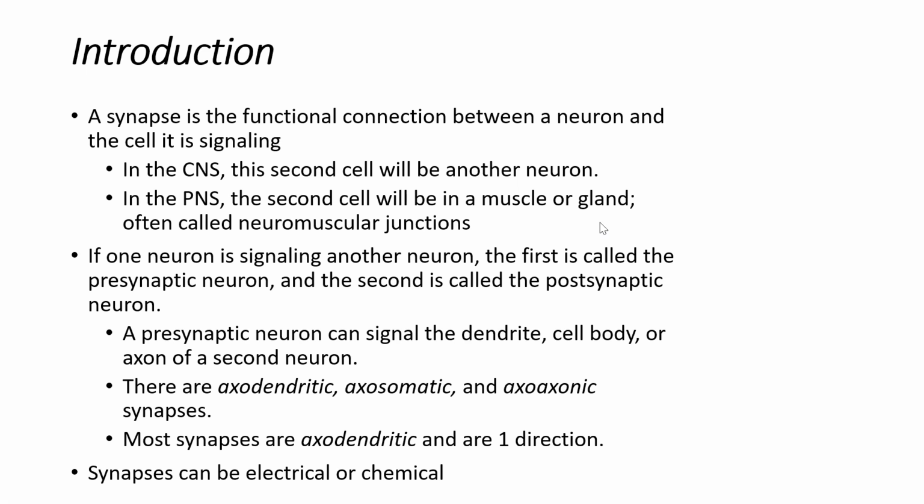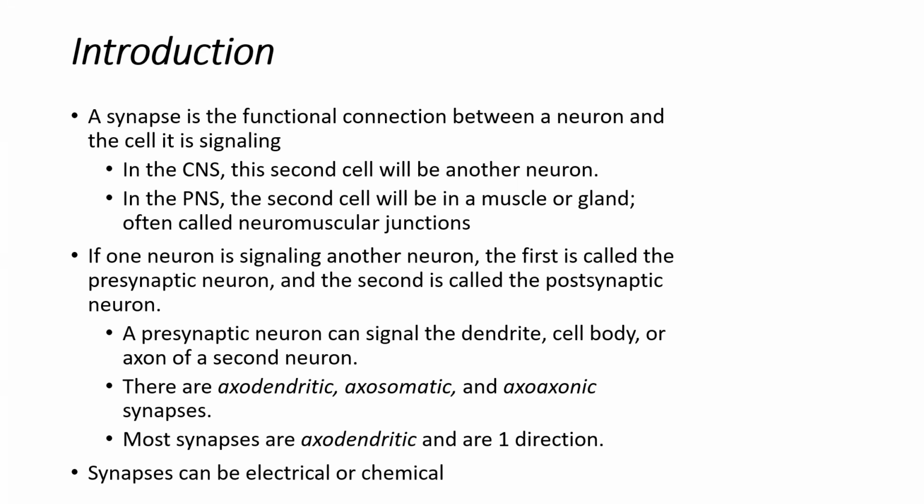So first of all, what is a synapse? A synapse is a functional connection between one neuron and another cell that is being signaled. Now, the other cell that's being signaled can be another neuron. So it can be a neuron to a neuron. This can be within the central nervous system, but then we can also think about other excitable cells such as muscle or glands that I've been speaking about.